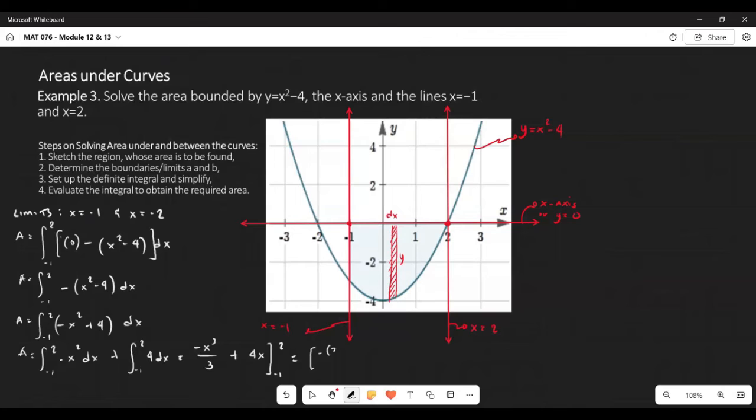So negative 2 cubed over 3 plus 4 times 2, minus lower limit na negative -1 cubed over 3 plus 4 times -1. So, simplify nyo lang yung inyong values dito. You will have 9 square units as the value of our area here in example number 3.